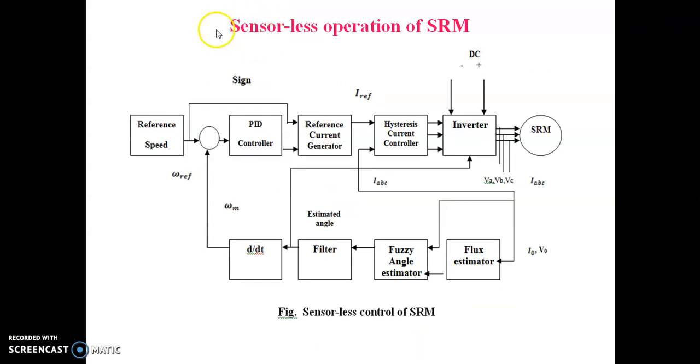Next, we will discuss the final topic of today's presentation, sensorless operation of SRM. Now look at the circuit diagram of sensorless operation. In this block diagram, we will have the PID controller, reference current generator, hysteresis current controller, inverter module, SRM motor, flux estimator, fuzzy angle estimator, filter, and a differentiation block also. And here we have the speed comparator for producing the speed error signal by comparing with the reference. We will discuss the operation in detail in the next slides.